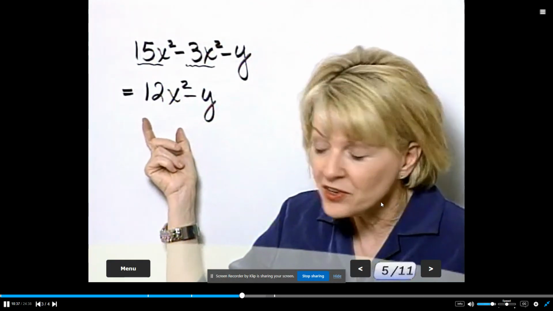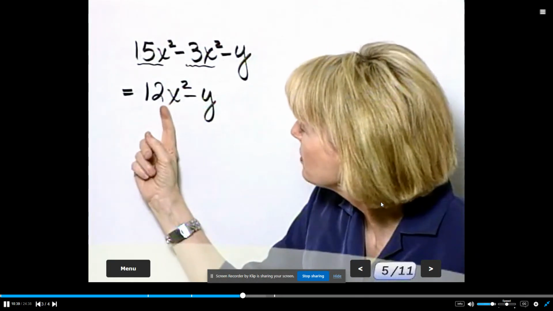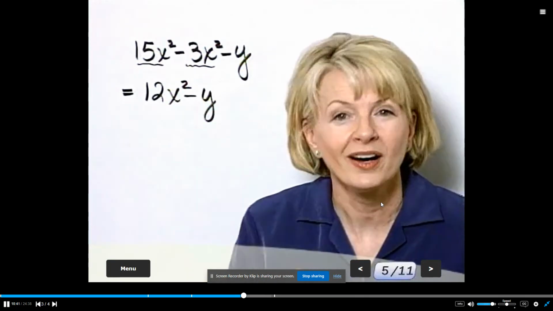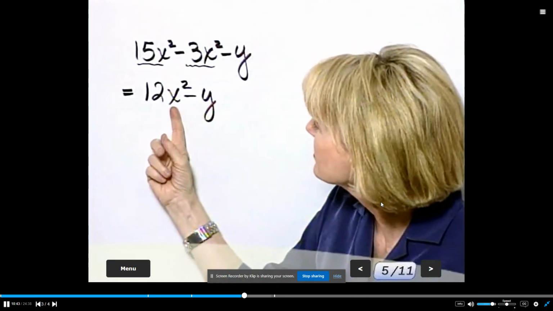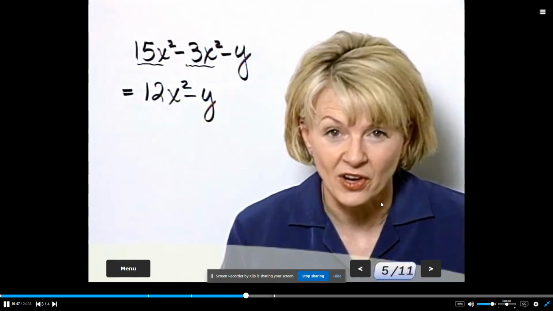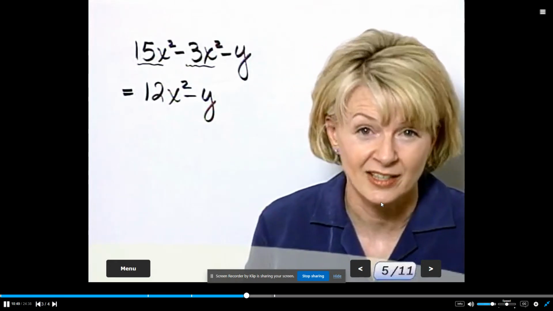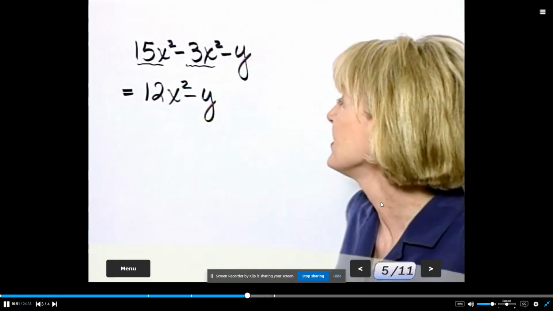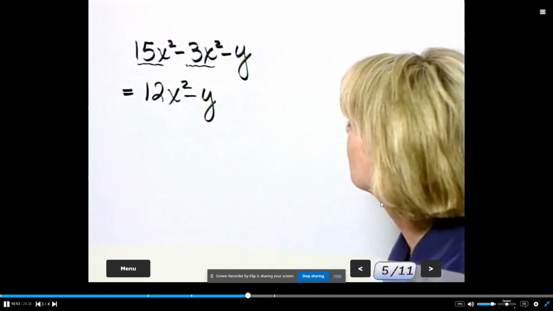Can we go any further? The answer is no, because these are now unlike terms. This contains the variable x, this contains the variable y. So we can go no further. We have simplified. And then let's try that one more time.